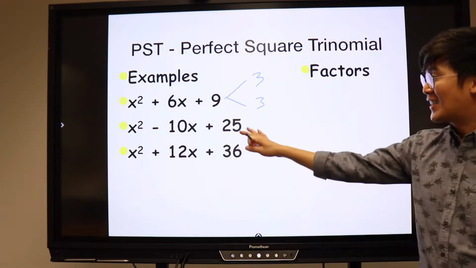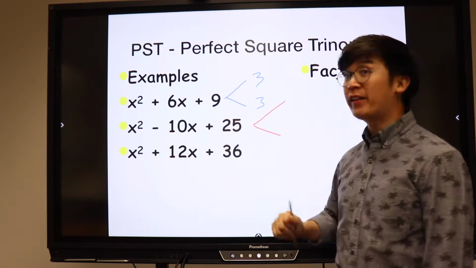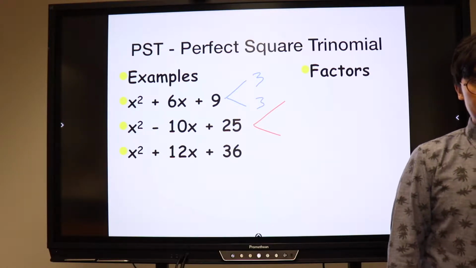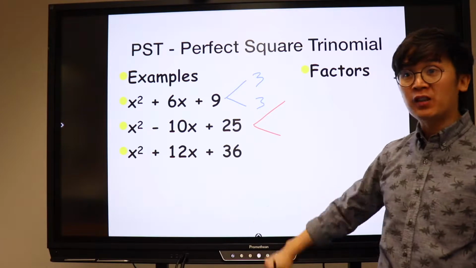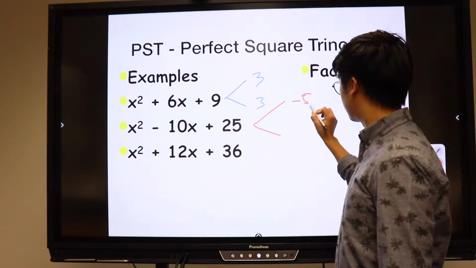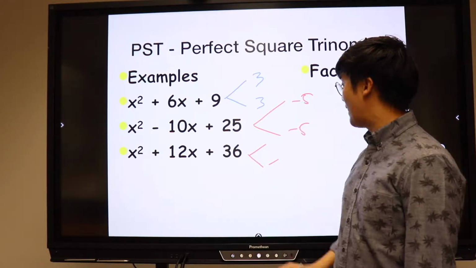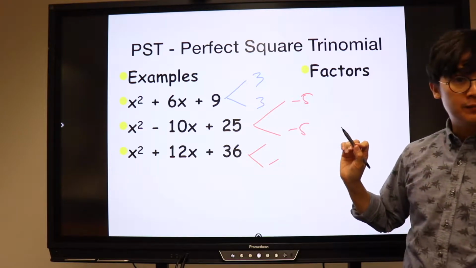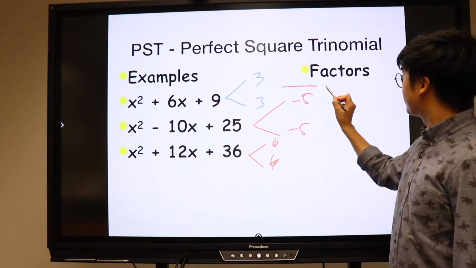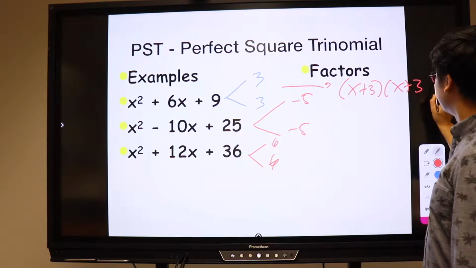Number 2, x squared minus 10x plus 25. What factors of 25 can you think of that give you negative 10 when you add them up? 5. Just 5? 5 times 5 is positive 25, but 5 plus 5 is not negative 10. Negative and negative. What about this last one? 6 and 6. Positive or negative? Both positive. And if we factor it out, this will turn into x plus 3, x plus 3.